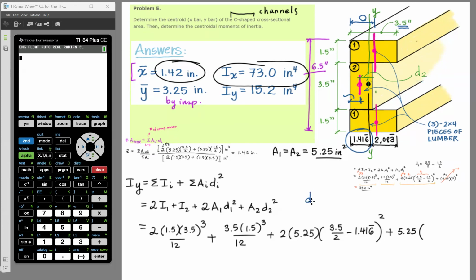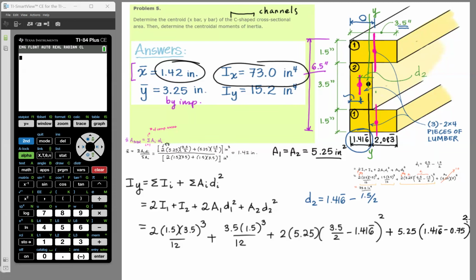So here's my logic. D sub 2 is equal to 1.416 bar minus 1.5 divided by 2. So I'm going to put that down here in the parentheses, and I'll just do one little simplification as I go. 1.416 bar minus 0.75, and don't forget to square it.